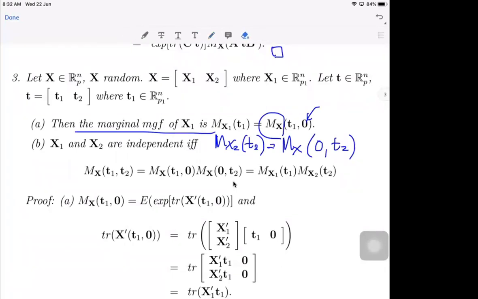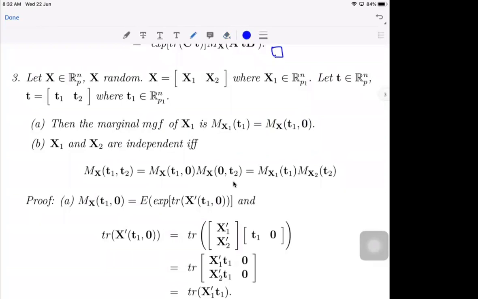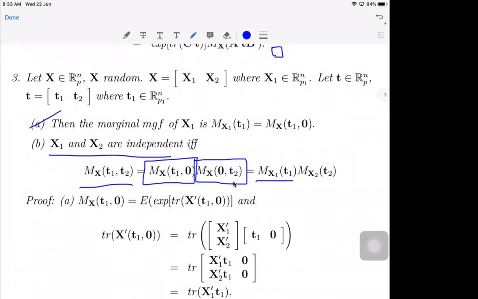And another familiar result is that when x1 and x2 are independent, then, okay, this is an if and only if statement. Both ways apply. The moment generating function of your x can be expressed as the product of its marginals. So mx at t1, 0 is actually the moment generating function of x1 at t1, and mx at 0, t2 is the moment generating function of x2 at t2.